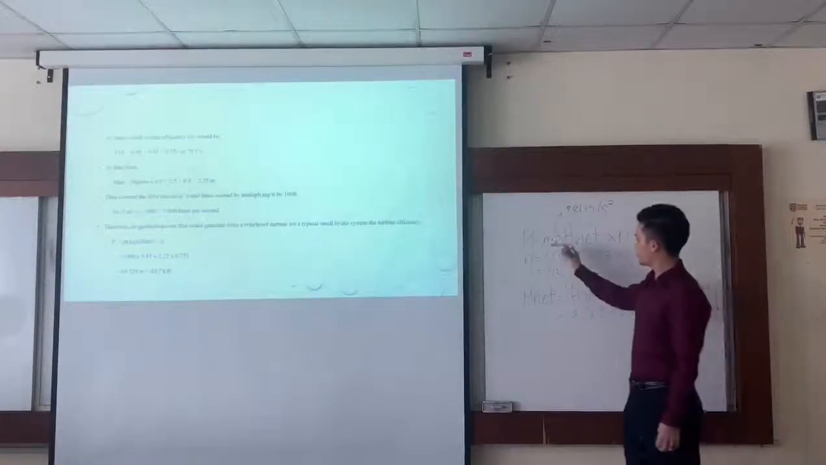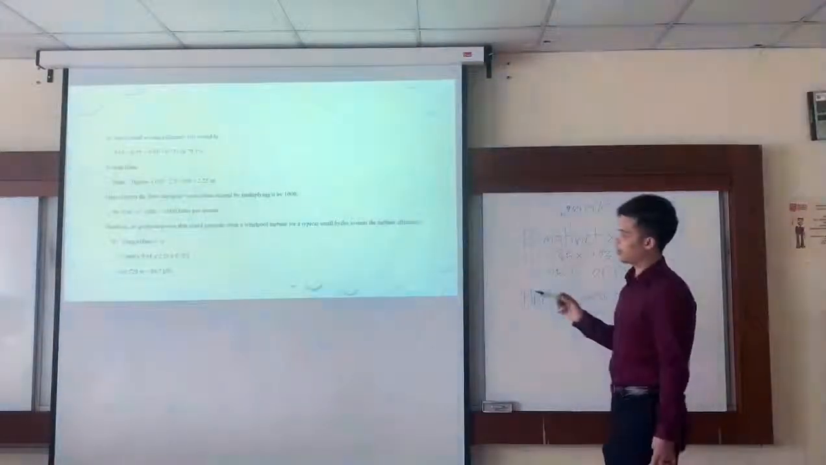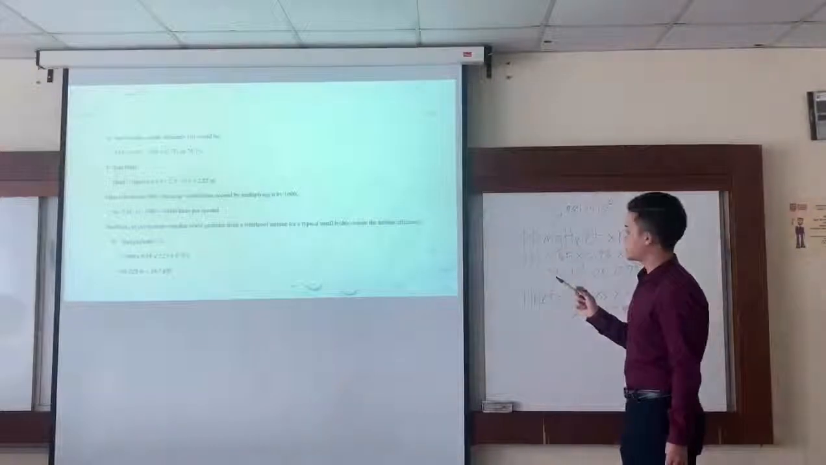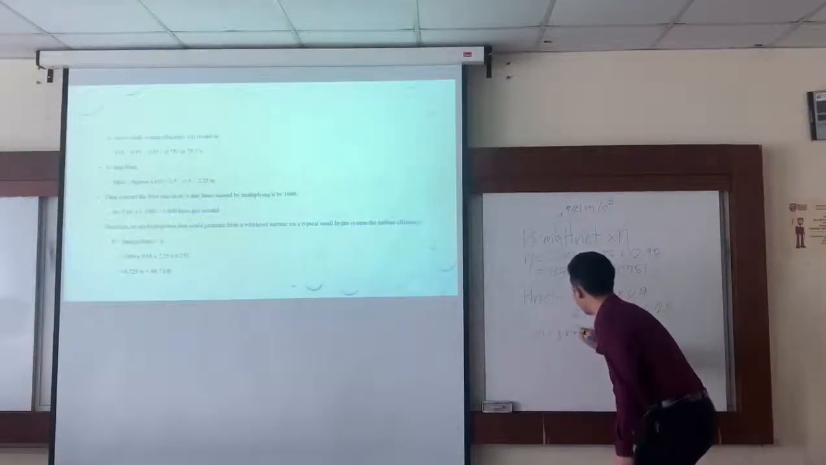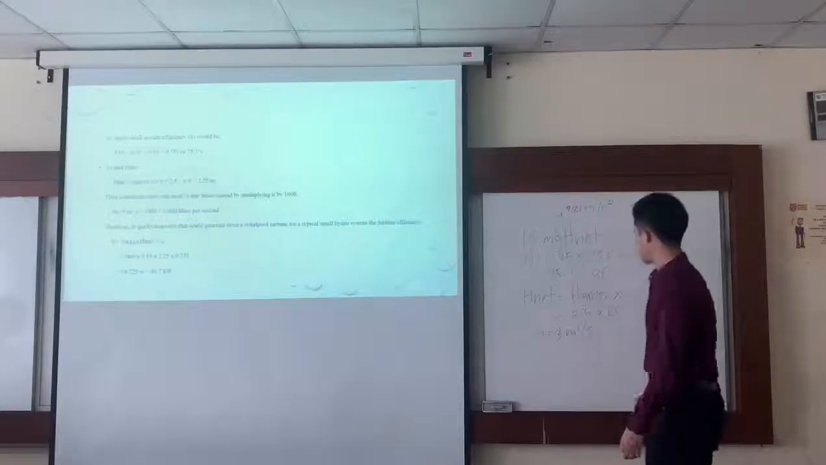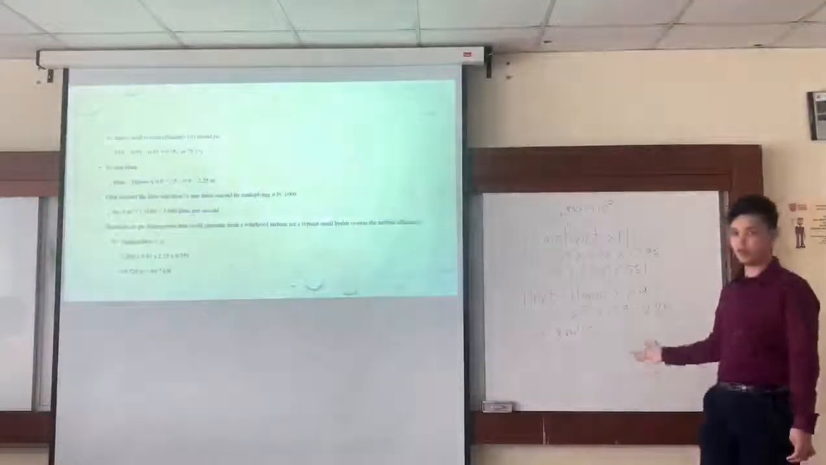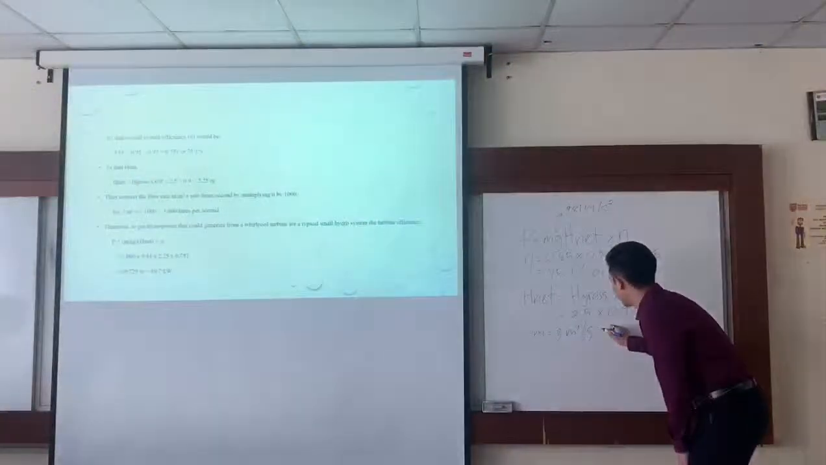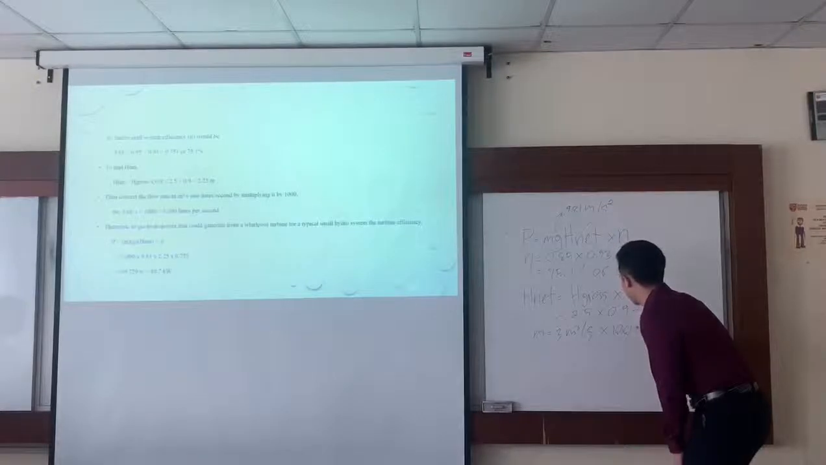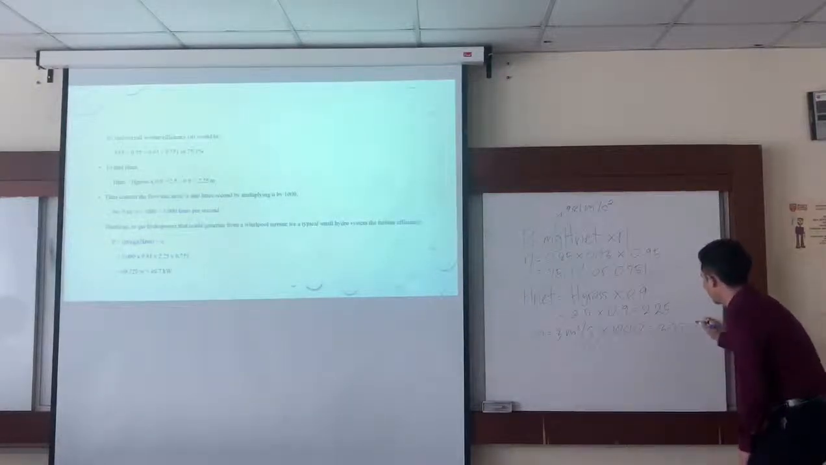The next one is, we want to know the mass. From the question, the mass given is 3 meter cube per second. So we are going to convert it into liter per second. We convert by multiplying by 1000, so eventually we will get 3000 liter per second.